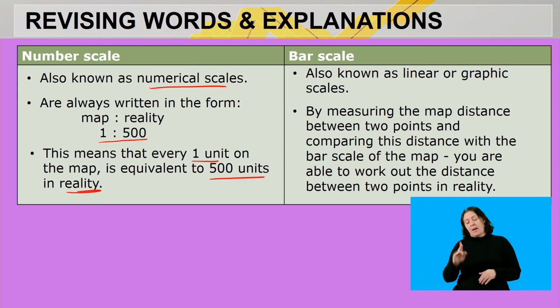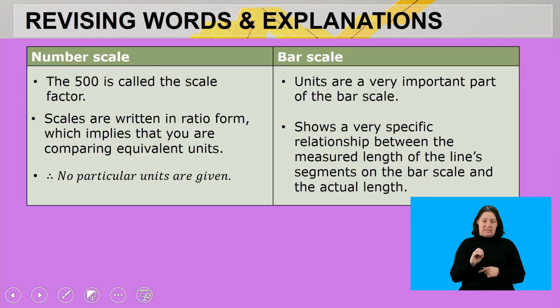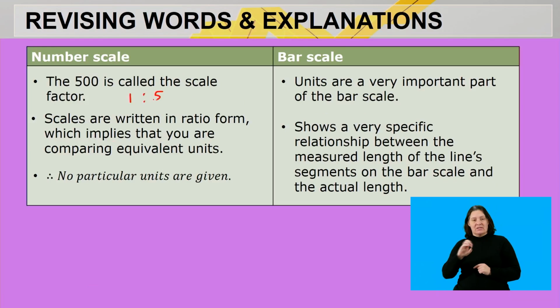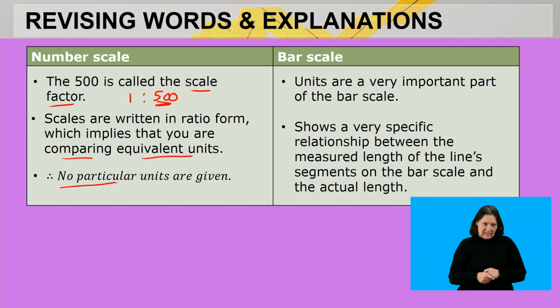Then on the other hand, we've looked at bar scales and we've indicated that it's also known as a linear or a graphic scale. By measuring the map distance between 2 points and comparing the distance with the bar scale of the map, you are now able to work out the distance between the 2 points in reality. Then we said the 500 in the terms of 1:500 is called your scale factor. We also indicated that scales are written in ratio form, which implies that you are now comparing equivalent units. That's why no particular units are given when we write down our number scale.